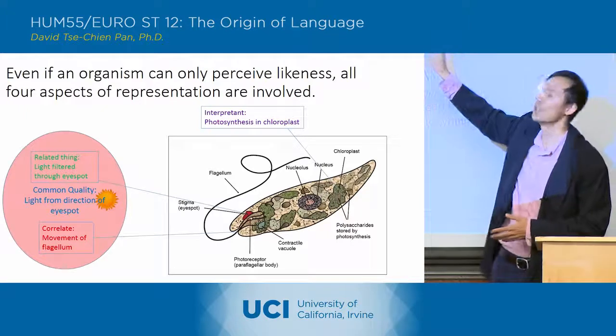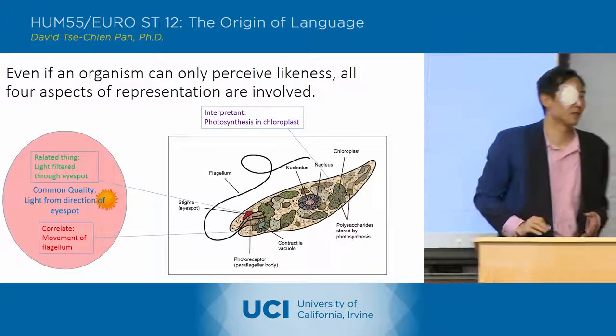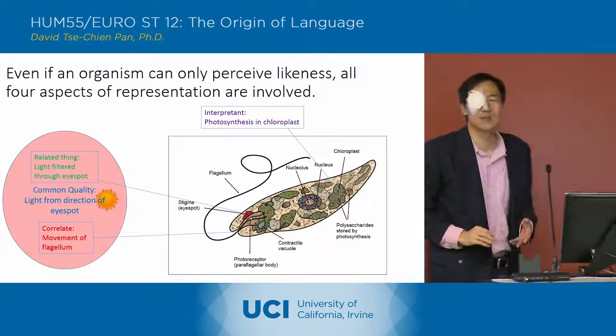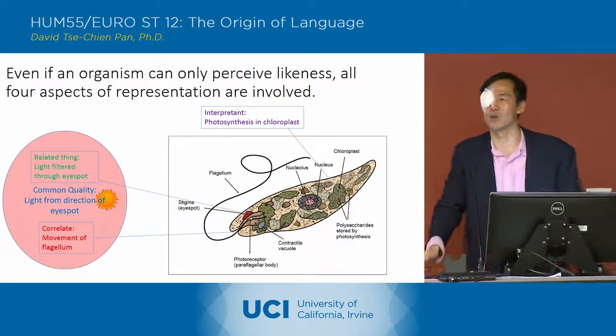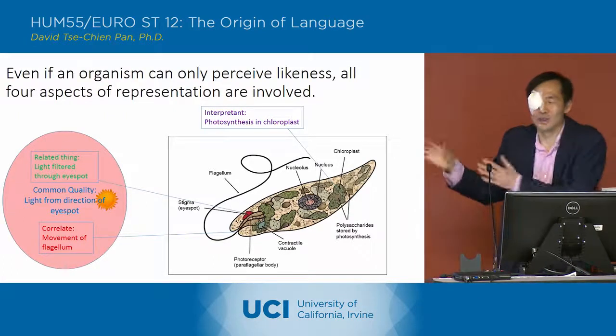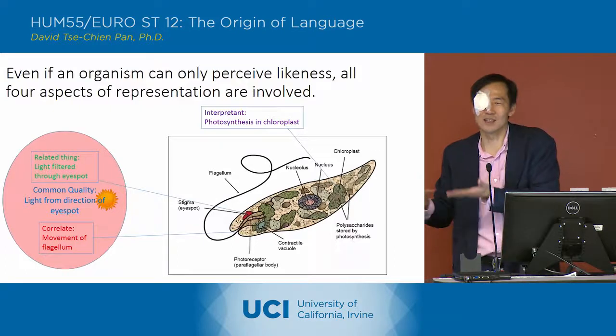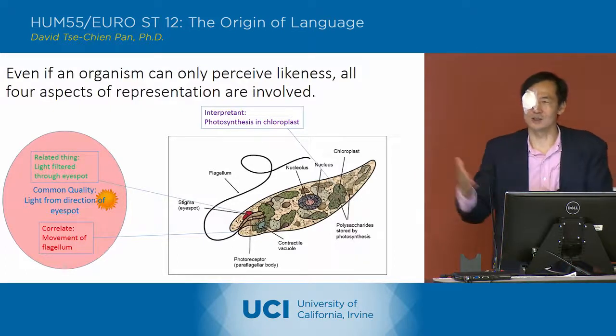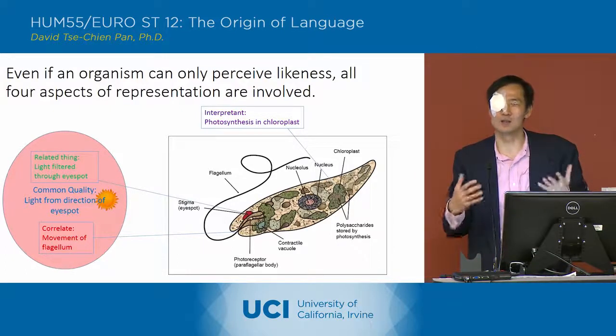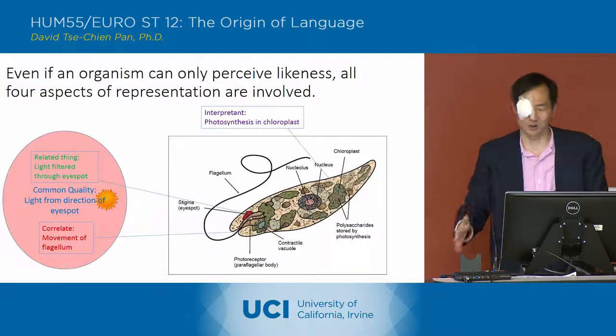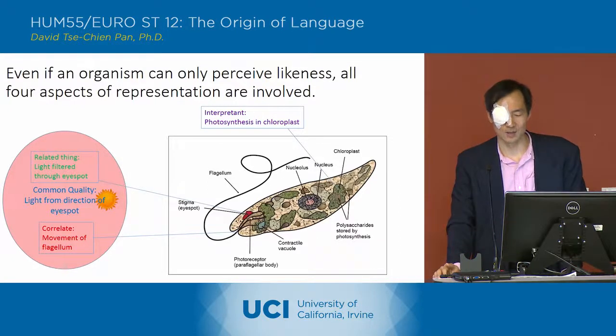And so the possibility of photosynthesis through the chloroplast ends up being the interpretant for that whole apparatus, even though, obviously, the euglena doesn't have any consciousness of all of these different relationships. It's subject to those different relationships in the way it's constructed. All right?